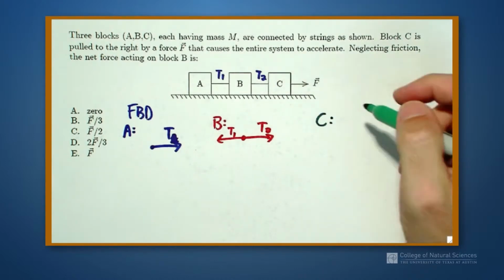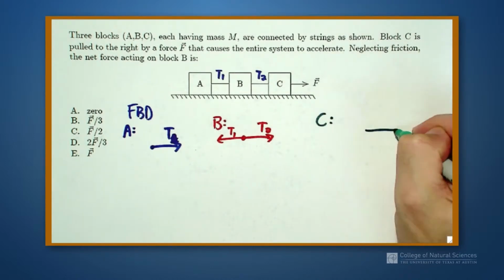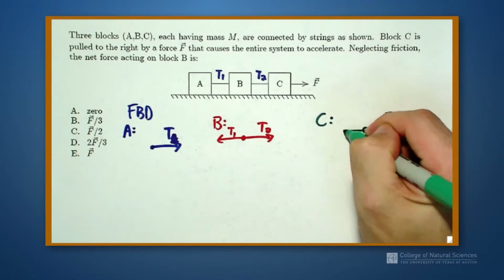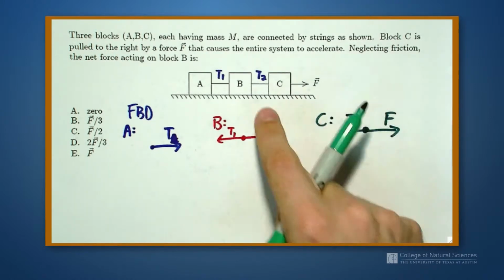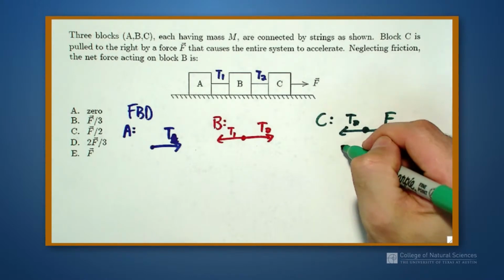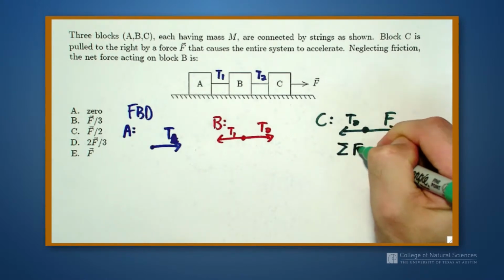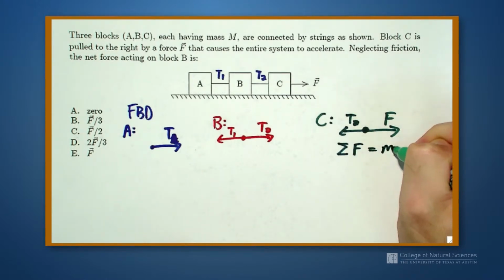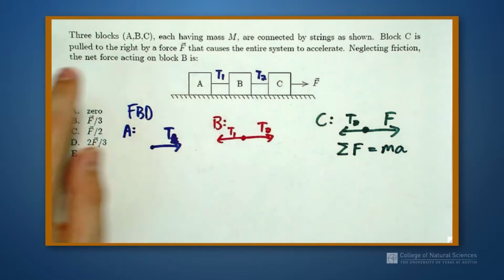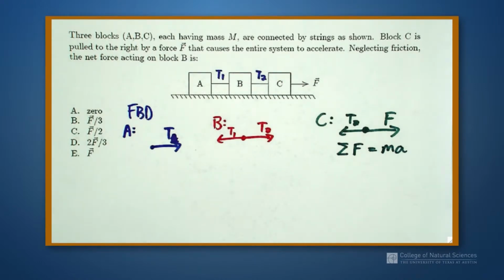And finally, in block C, we have our applied force acting on our block, and again, we have a backwards force due to the tension in the string. Now when I work out these free body diagrams, I can see that my net force is going to give rise to my acceleration. All of them are going to have the same acceleration because they're all connected by the string, and we assume the string does not stretch at all.